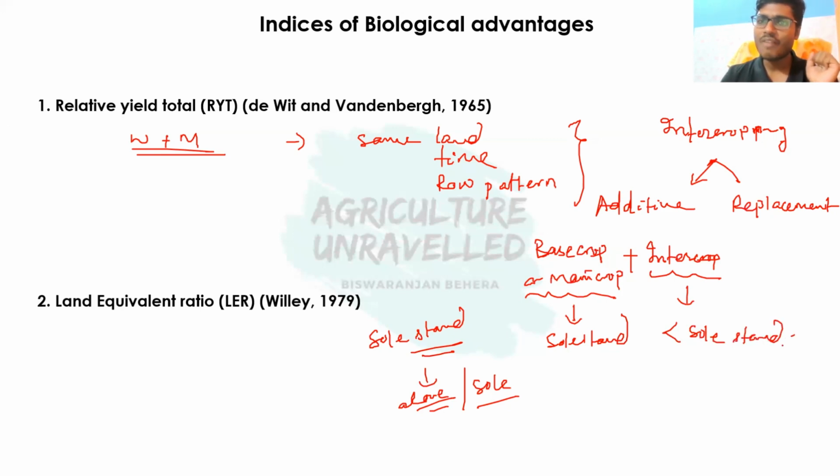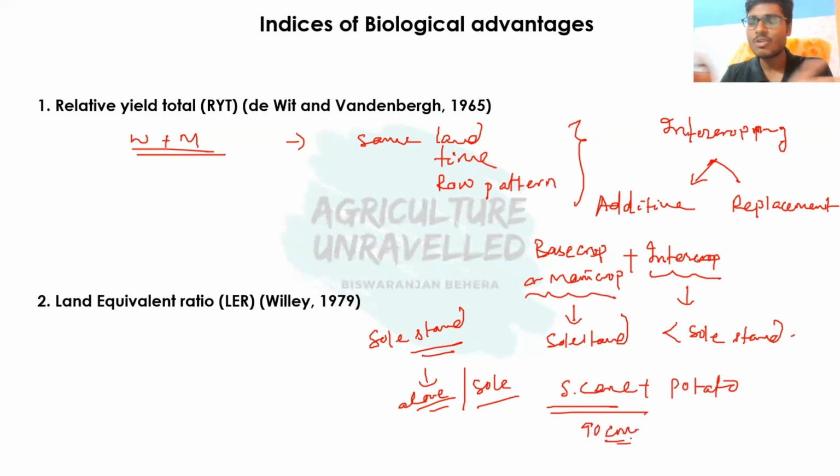I'll give a small example of additive series. The example is sugarcane plus potato. In case of sugarcane, the row spacing is about 90 centimeter, so it is a wider spacing crop. In case of wider row crops, the inter row space is not utilized. So the main purpose of growing additive series of intercropping is to utilize the inter row space for growing another crop. For example, here one line of sugarcane is there, another line of sugarcane is there, and in between there is a 90 centimeter gap.